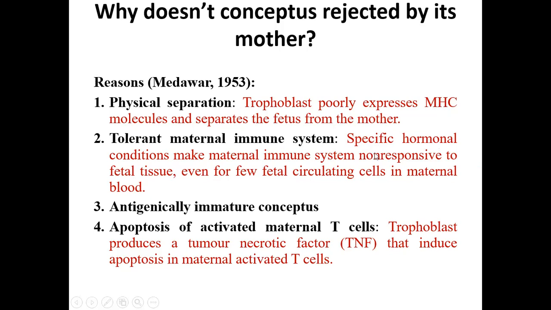Why? Because specific hormonal conditions make the maternal immune system non-responsive to the fetal tissue. Then, the conceptus is antigenically immature. And some of the maternal T cells, if they are activated, undergo programmed cell death, which is known as apoptosis, under certain factors, which is tumor necrosis factor.